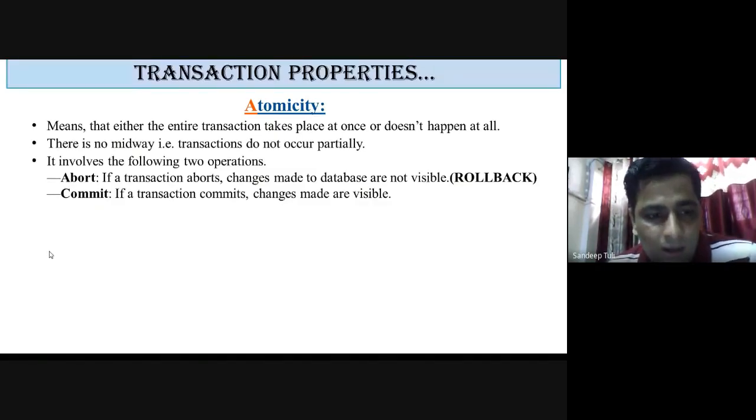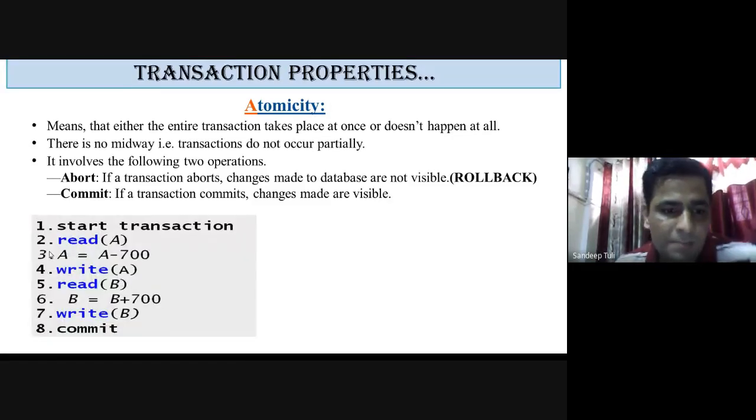And the next one is commit. Commit means if all the statements, here 4 statements, have been executed successfully, then the transaction needs to be committed. And once committed, all the changes need to persist. So there are only 2 possibilities in the case of atomicity: either abort or rollback, or commit. Now let us see this particular example.